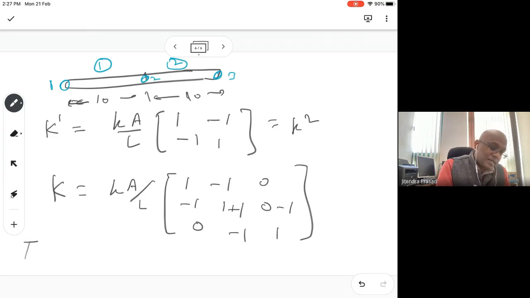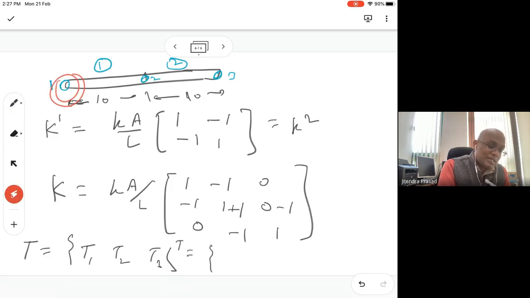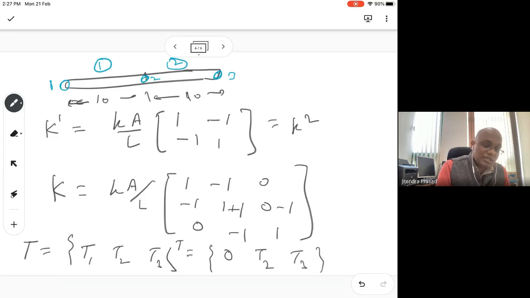Then temperature T is equal to [T1, T2, T3] transpose, and T1 is given to be 0. It says T1 is 0, so it's equal to [0, T2, T3]. So done.